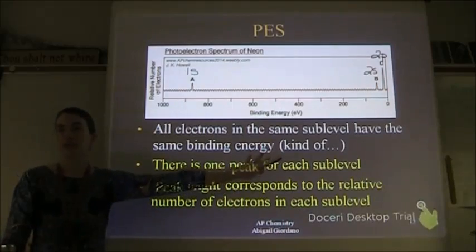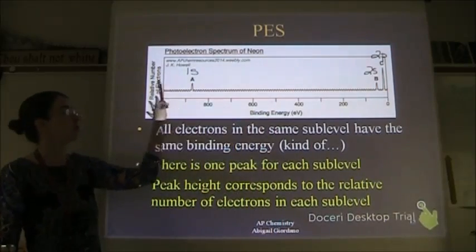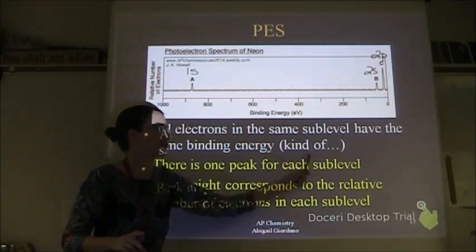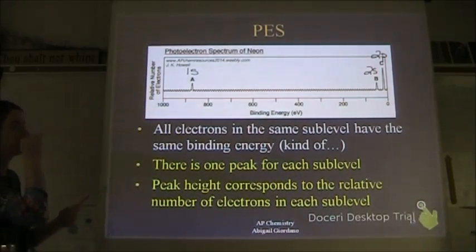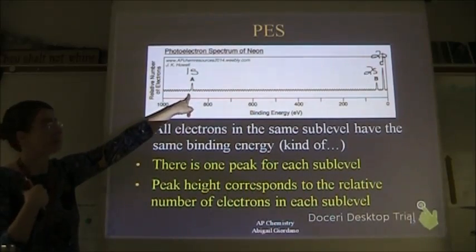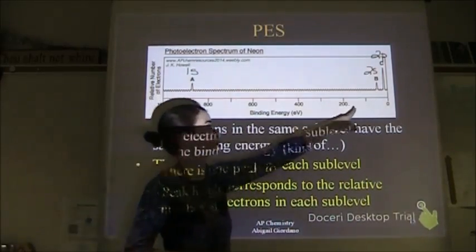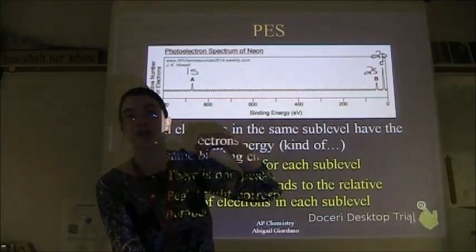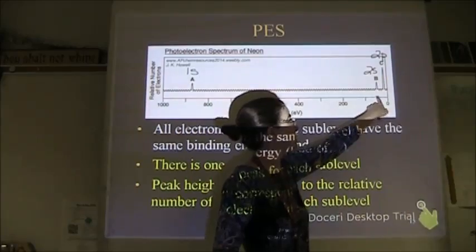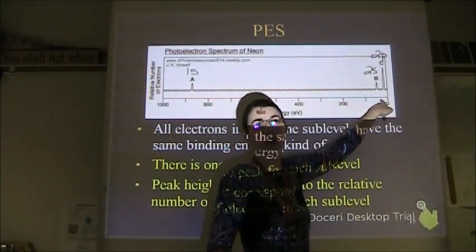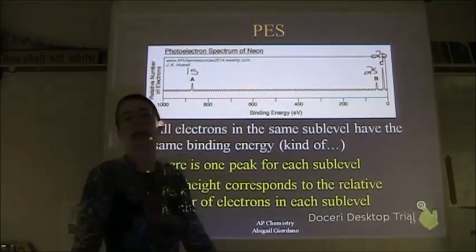Now, let's be clear about something, because these graphs are sort of hiding something. I want to talk about why I say this, and then we'll do some practice. This graph is telling me, in fact, let's use this one. So this is neon. These are the 2 electrons in 2s, and this graph is telling me that both of those electrons have the same ionization energy.